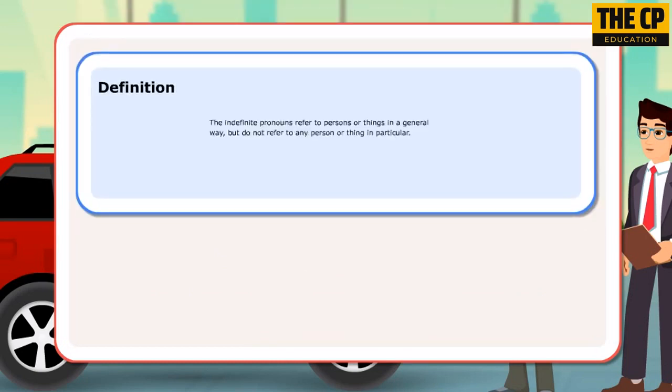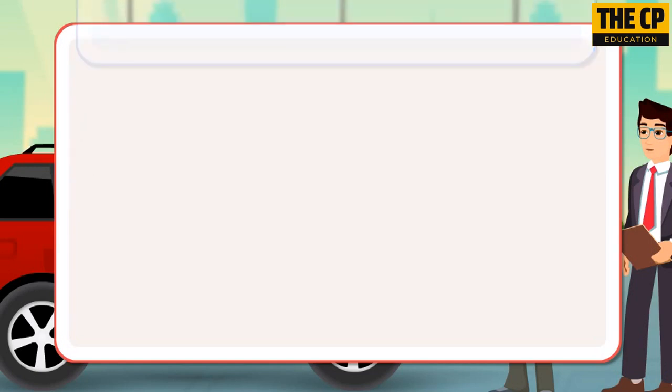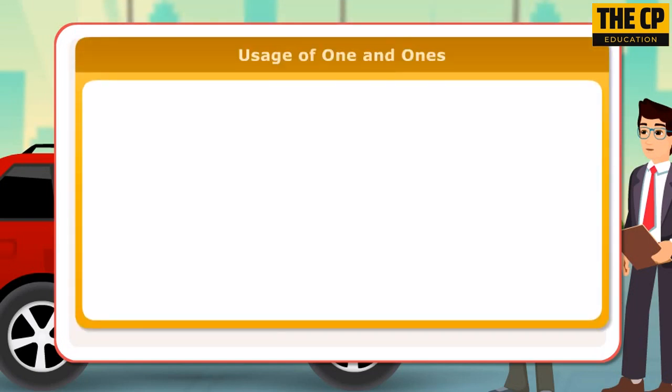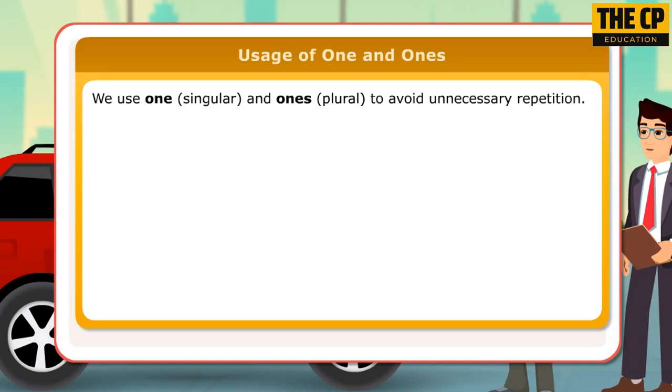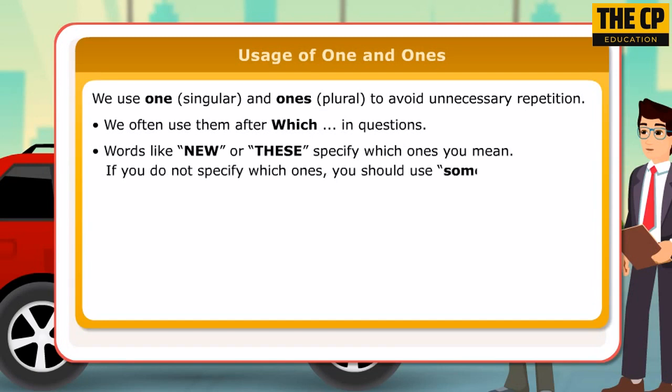Definition. The indefinite pronouns refer to persons or things in a general way, but do not refer to any person or thing in particular. Usage of one and ones. We use one (singular) and ones (plural) to avoid unnecessary repetition. We often use them after which in questions. Words like new or these specify which ones you mean. If you do not specify which ones, you should use some.